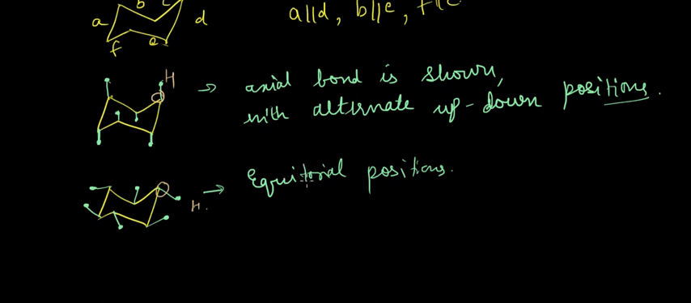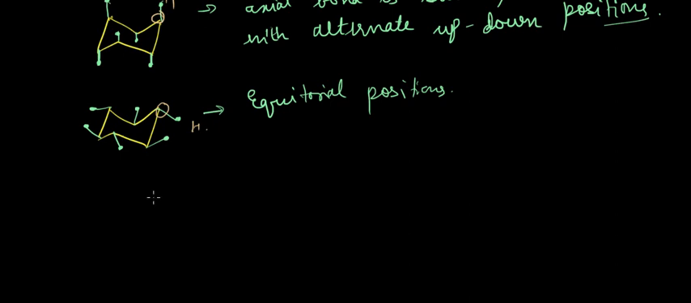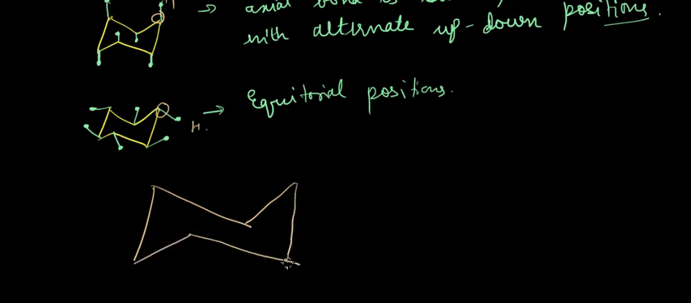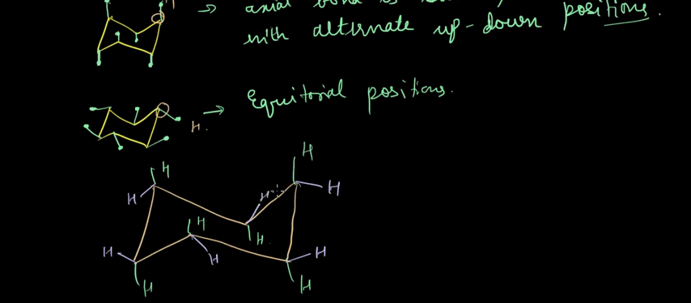Okay, so the complete structure of cyclohexane would look something like this. This is axial, this is axial, this is axial, axial, axial and axial, and these are all the equatorial positions, up, down, and this is also up.